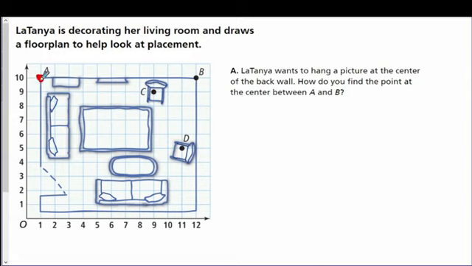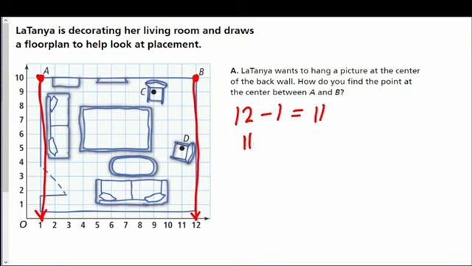So if we're trying to find the halfway point between A and B, there's a couple of ways we can do this. One way is to find the distance between A and B and then find half of it. So A is at 1 on our x-axis and B is at 12 on the x-axis. So we could find the distance by taking 12 minus 1. So we know it's 11 units between A and B. And then we can find half of that, which would be 5.5 units.